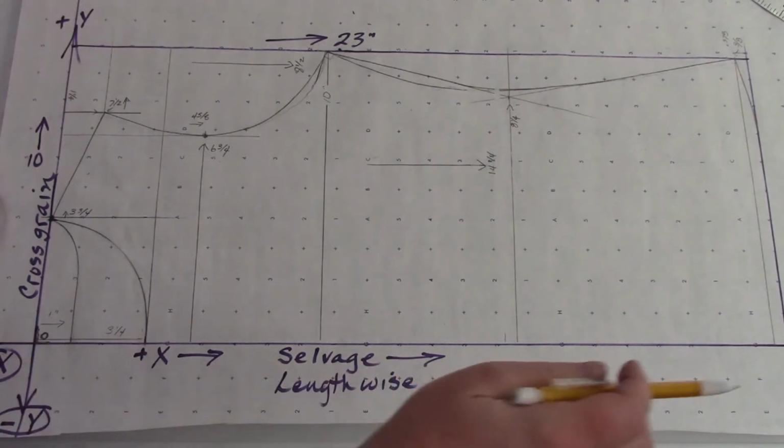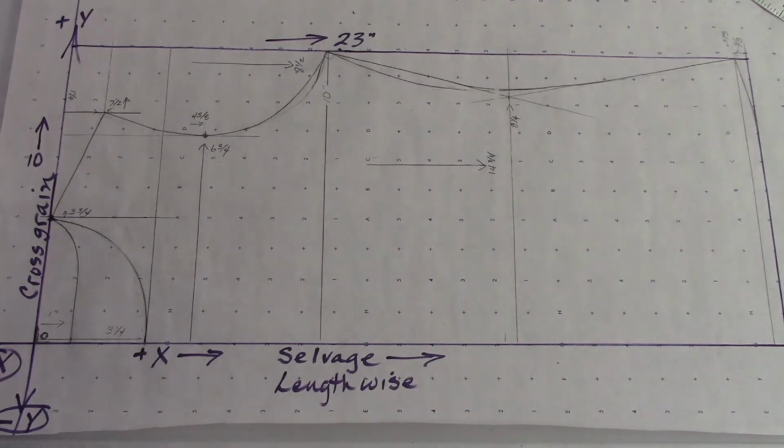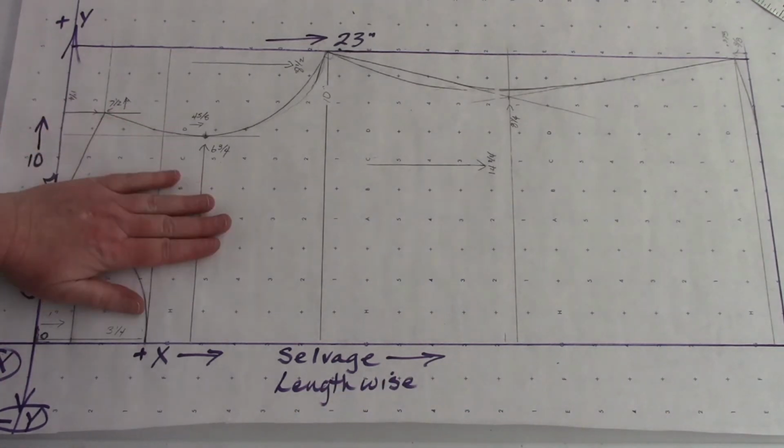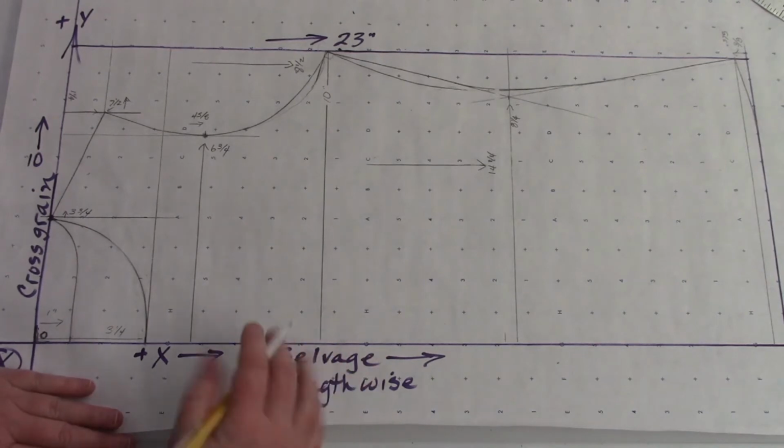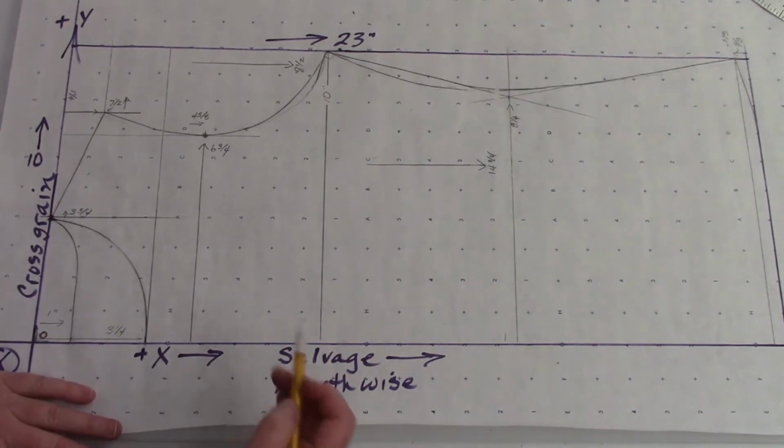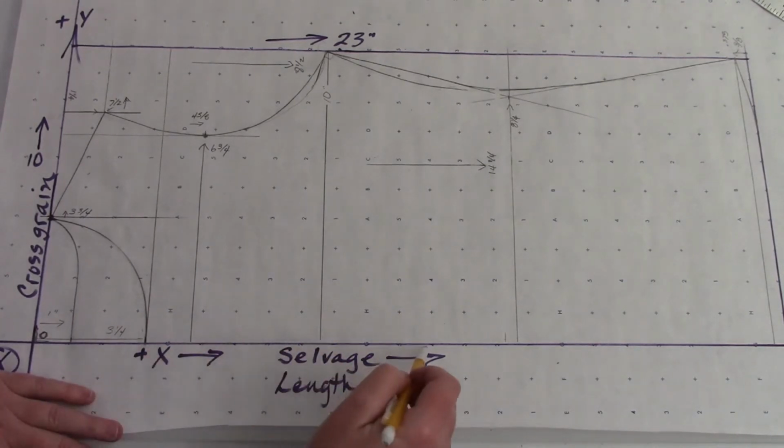0, positive X, positive Y, and the reason you work with the pieces on the screen in this way is because ultimately you're going to put them on a marker and the selvage is going to be right there.